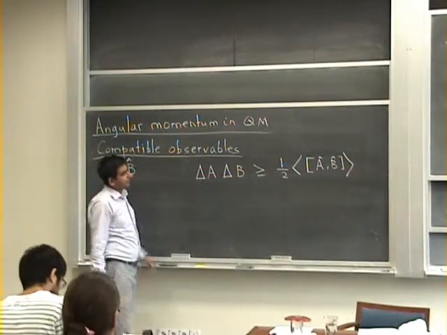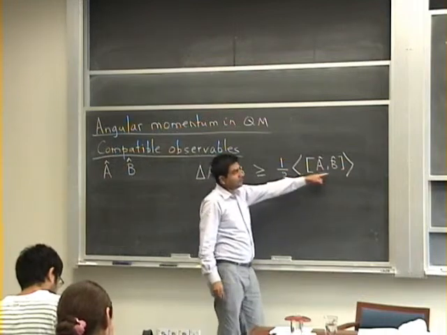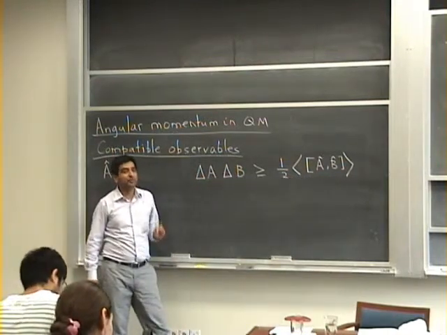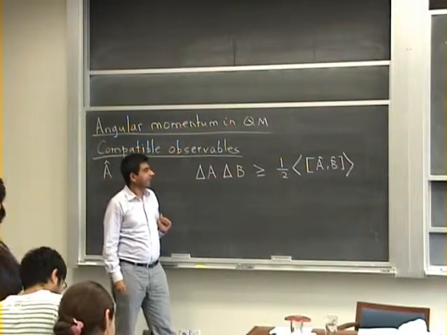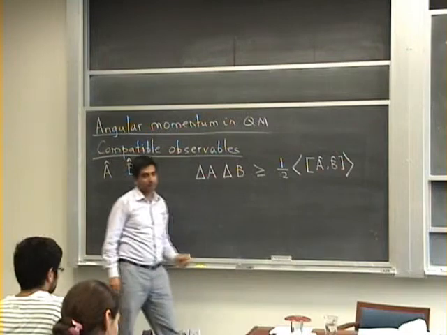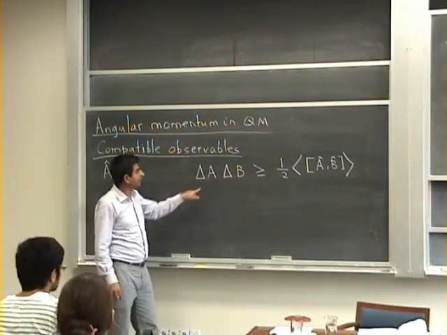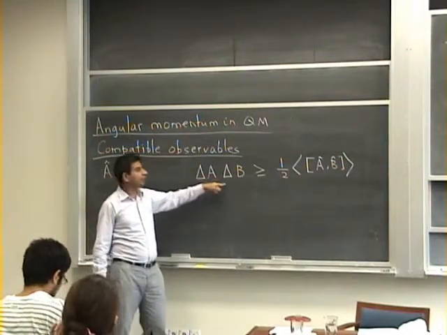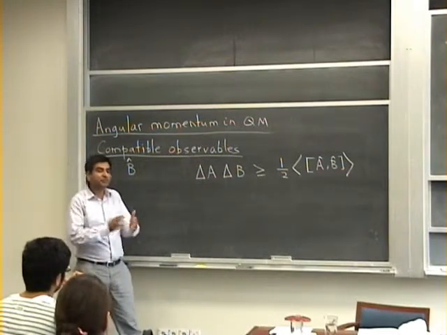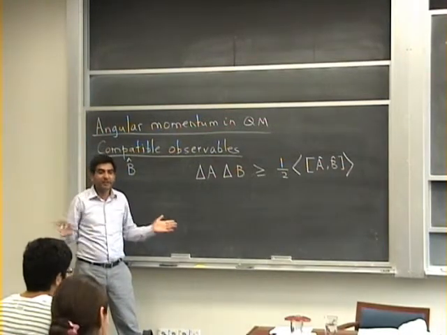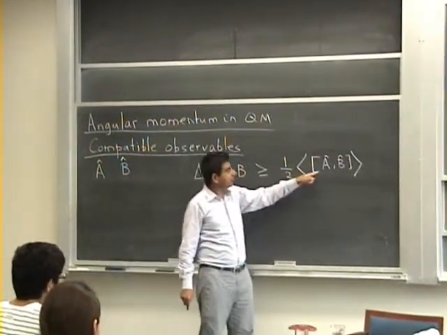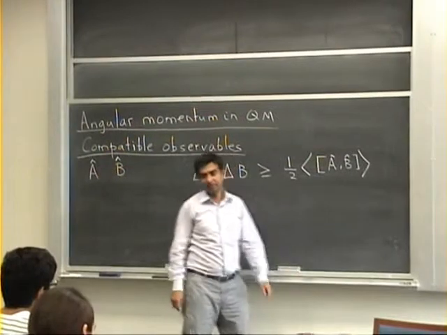So this means that if the commutator of A and B is 0, which means the observable A commutes with the observable B, then this right hand side will be 0. And if the right hand side is 0, either of delta A or delta B or both can be 0. So there is no spread in the values of A, there is no spread in the values of B. But that only happens when the observable A commutes with the observable B.